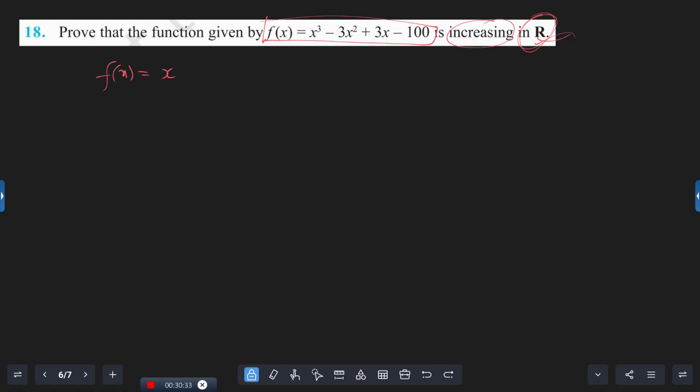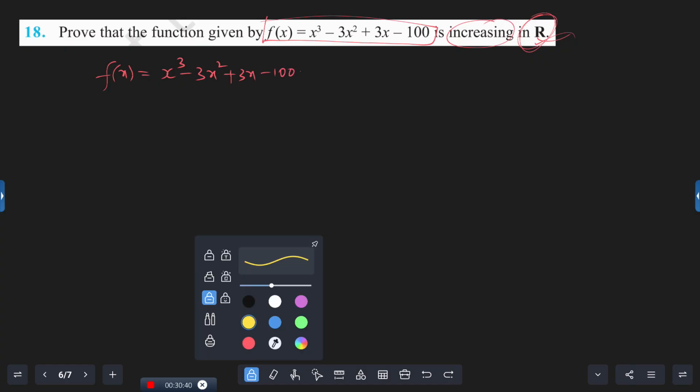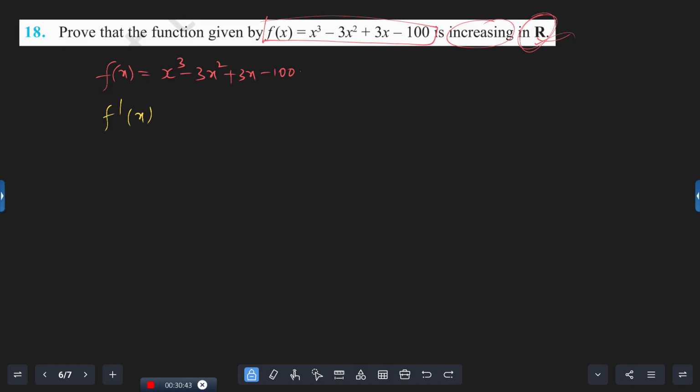So given is f of x is equal to x cube minus 3x square plus 3x minus 100. Now let's simplify this. When you differentiate, you come to know whether it is increasing or decreasing. Differentiate x cube, you get 3x square; minus 3 into x square derivative 2x; plus 3 into x derivative 1; minus 100 derivative 0. We can take 3 outside commonly so that x square minus 2x plus 1 you will get.